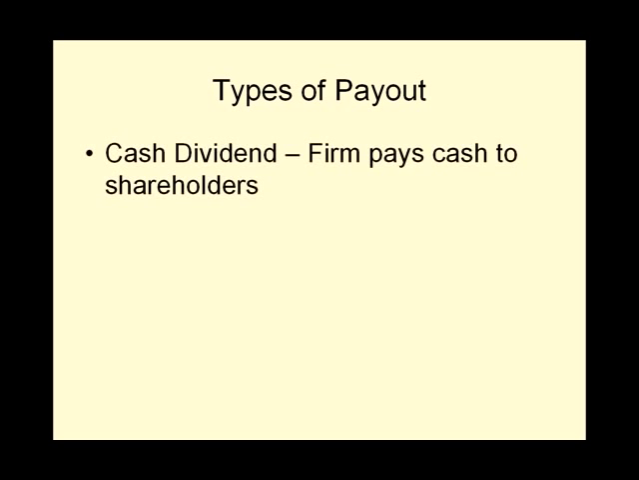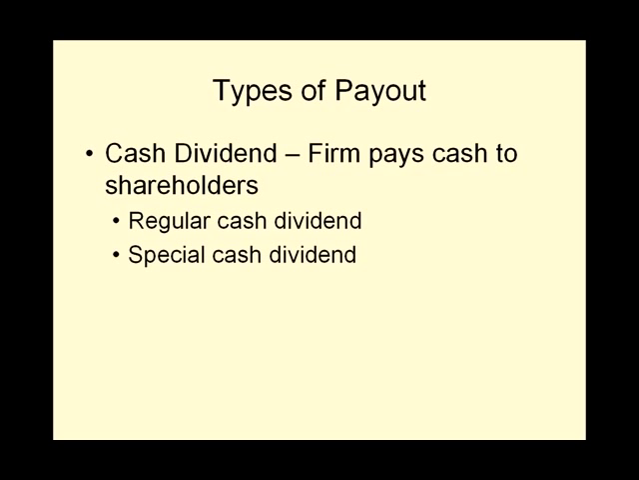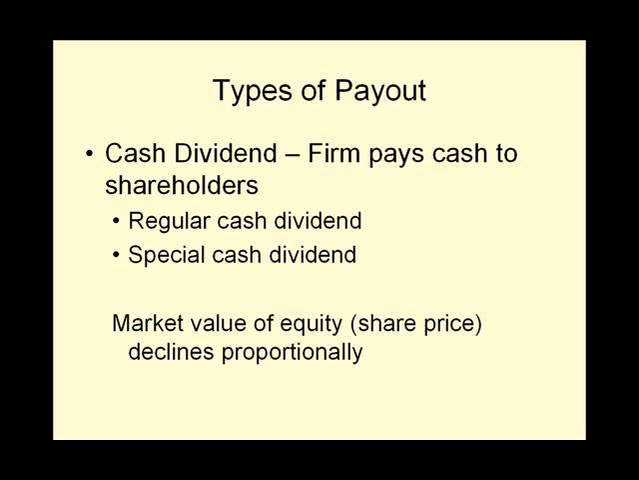There are several types of payouts to owners that a firm can use. Perhaps the most common is the cash dividend, where the firm pays cash to its shareholders. Firms can pay a regular cash dividend, which occurs regularly, such as quarterly, or they can make a special cash dividend payment. They might do so if they have extra cash at the end of a year, for example. When firms make a cash dividend payment, the market value of equity, or the share price, declines proportionally to the amount of the cash dividend.